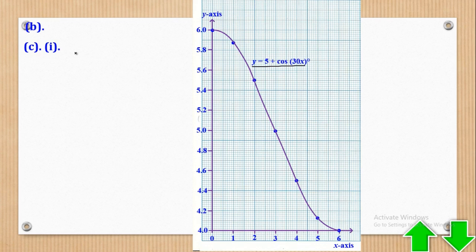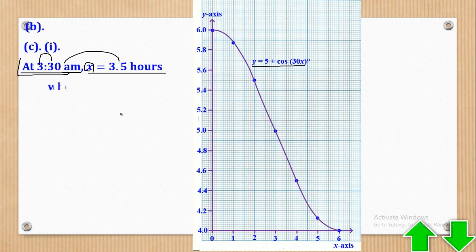So now we shall go to part C Roman 1. Part C Roman 1, at 3:30 a.m., it implies that x is 3.5 hours because counting started when x is 0, it implies the time was midnight. Therefore 3:30 means that 3 hours and 30 minutes have passed, which will become 3.5 hours. So what does that mean?